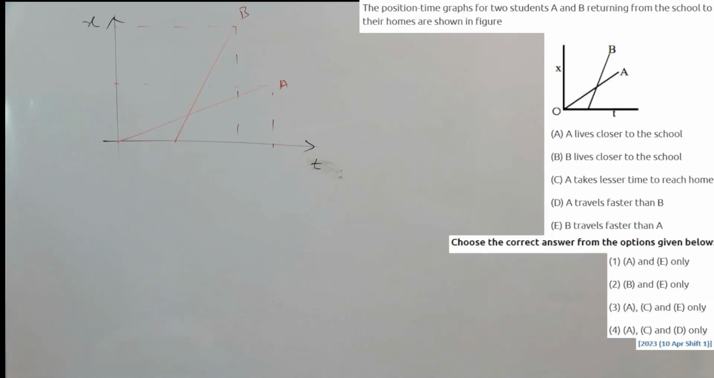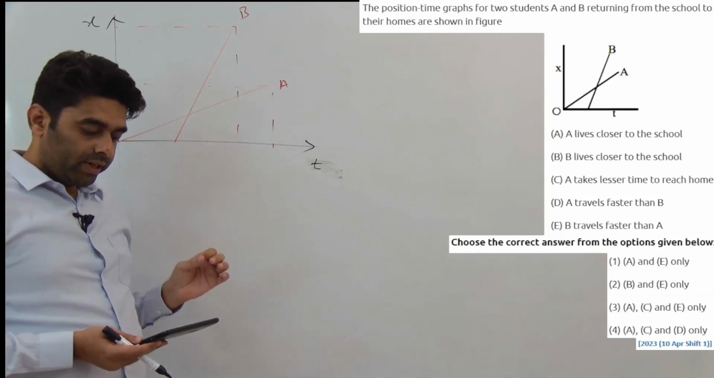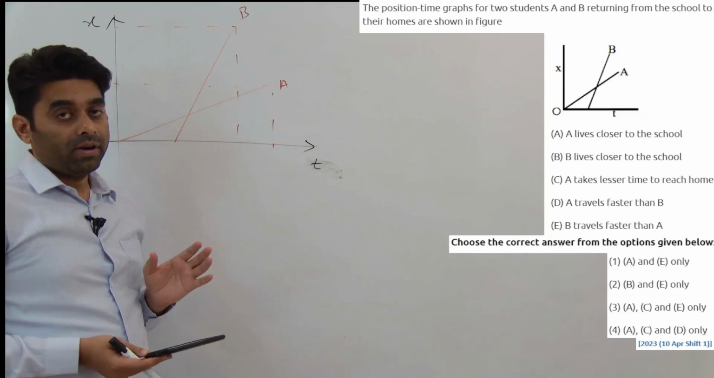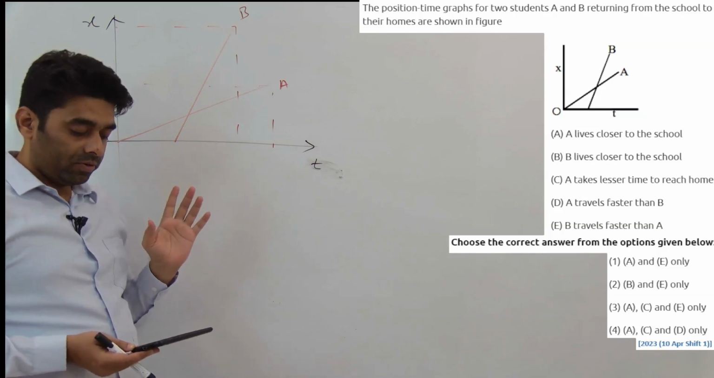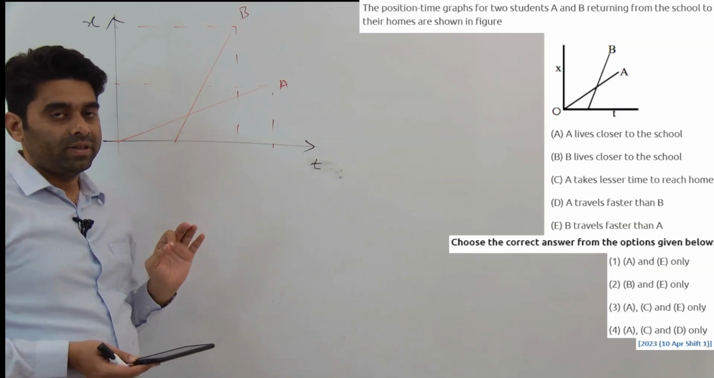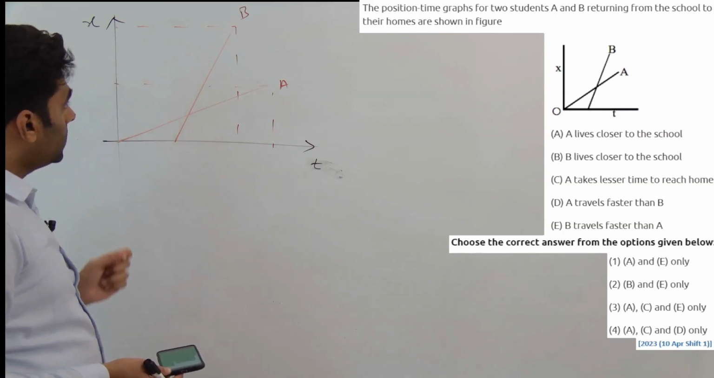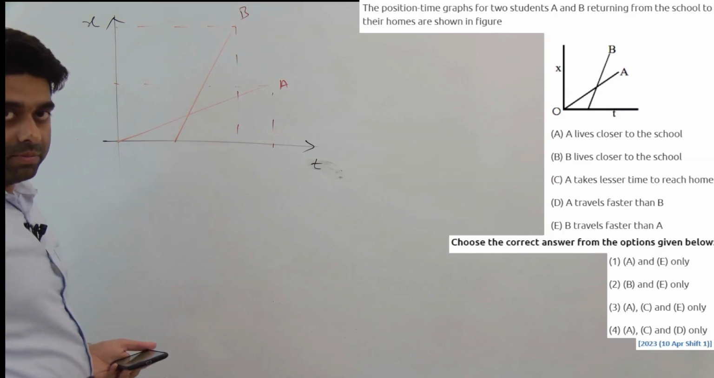Okay, so let us see. Position time graph for two students A and B is given to you, and they have given us some options A, B, C, D, E. Total 5 statements are given. We have to check which are correct. So in this XT graph for A and B, some things are very much clear.